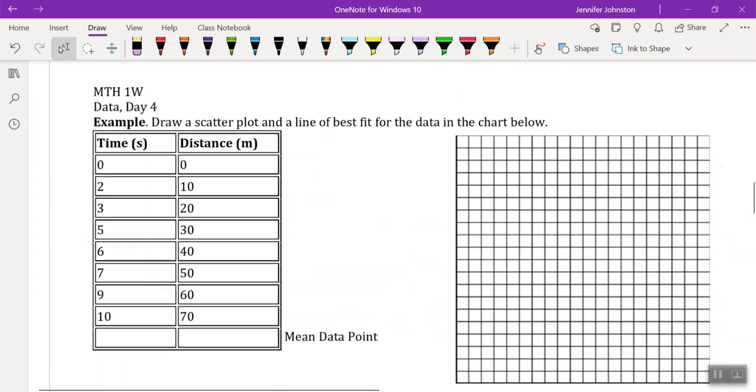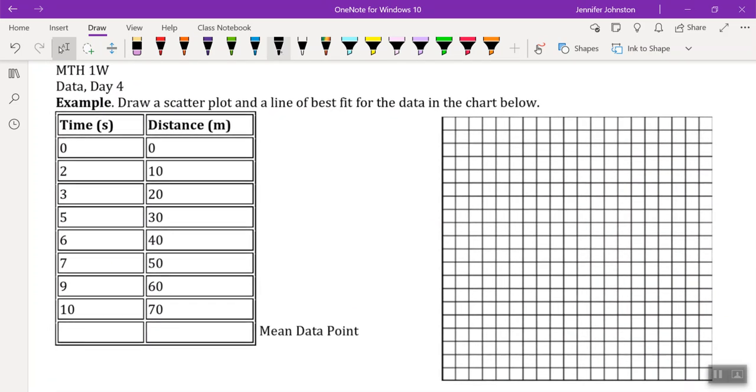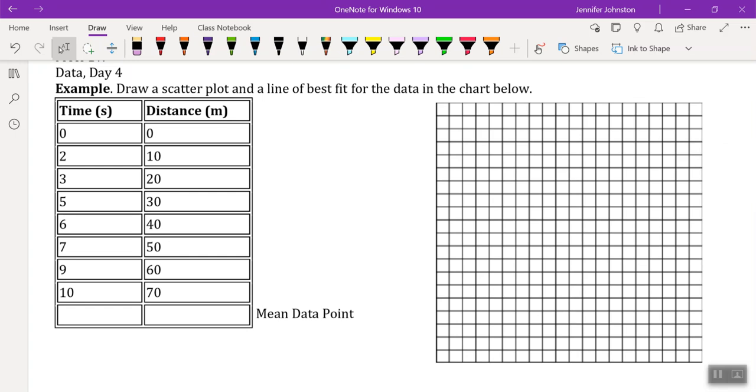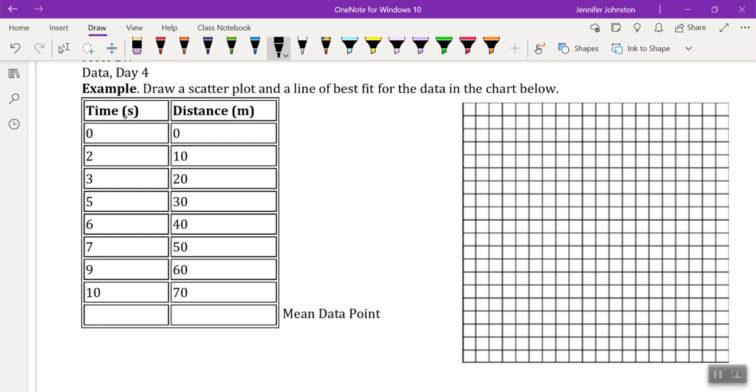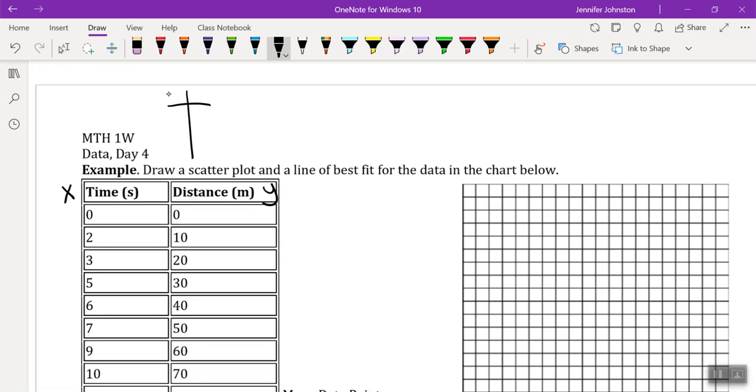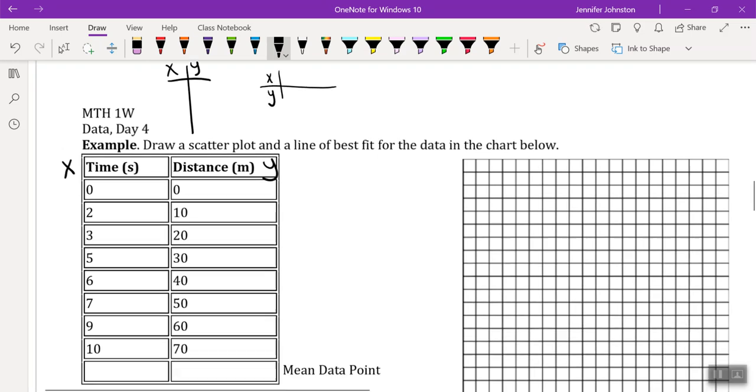All right, and then next we are going to draw the scatter plot and line of best fit for the data chart below. Okay, so the first thing we're going to do is look at the two variables, and here we have time. Time is always independent or dependent? Time is always independent. Independent is x. Distance is always dependent, which is y. And anytime we have a table like that, our x is first and then y. Or a table like this, x is first and then y.